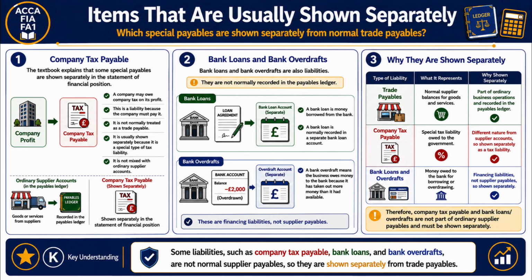Important accounting point. All payables normally have a credit balance. Why? Because a credit balance in a liability account usually means the business owes money. For example, trade payables have credit balances. Wages payable has a credit balance. Tax payable has a credit balance. A bank loan has a credit balance. An overdraft usually appears as a credit balance in the bank account. So remember this rule: liabilities normally have credit balances.